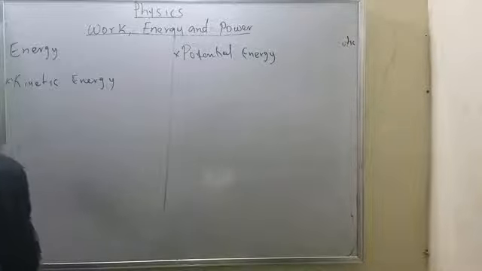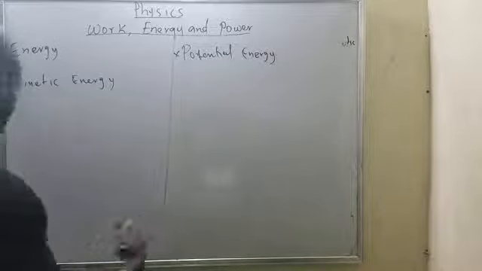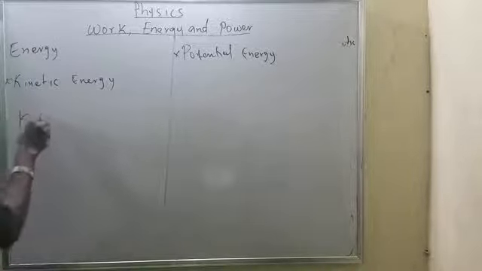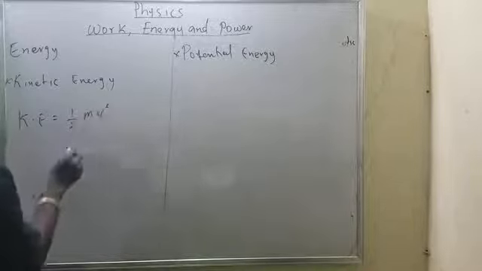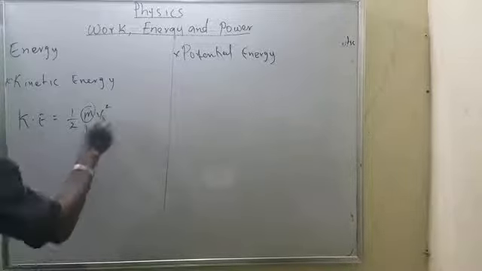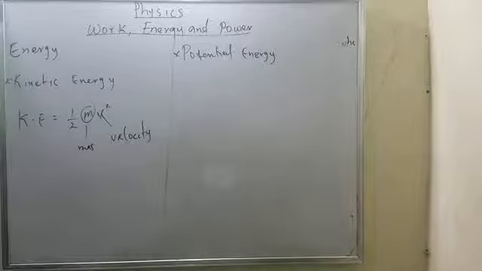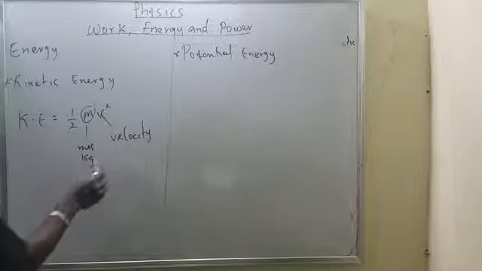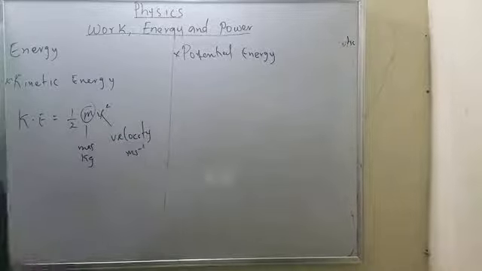Now, when we hear kinetic energy, I've explained that when it's at move, my kinetic energy always equals 1/2 mv squared, where m is mass and v is velocity, which is squared. Now, my mass is always in kg. My velocity is always in meters per second. Meters per second, we all know that.